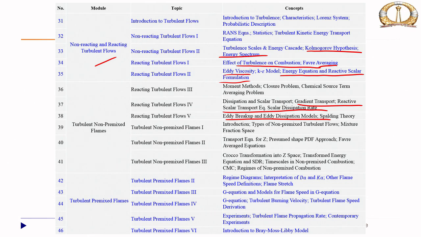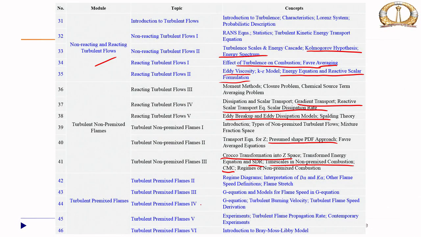We then looked into turbulent non-premixed combustion, where we showed different types of non-premixed turbulent flames, and then we introduced the concept of mixture fraction. And once the mixture fraction was introduced as a conserved scalar, we also discussed the transport equation for Z, and to close it, how one can use the presumed shape PDF approach and the Favre averaged equation. Then, because this mixture fraction emerges as such an important quantity, we said that one could even write the governing equations with mixture fraction as the independent variable.